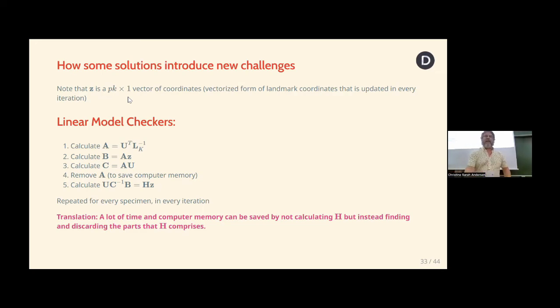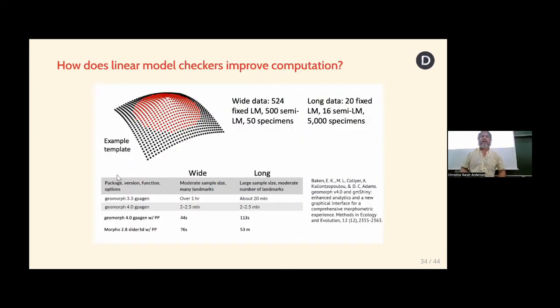And here's how we can do this for sliding semi-landmarks. We can get A, which is a product of the transpose of U times that big bending energy matrix inverse. Then we multiply that times Z to get B. We multiply it times U to get C. And then here's the important part, number 4: throw A away because it's taking up computer memory I don't need anymore. And then I multiply U times C inverse times B, and it produces the same result as H times Z. It looks stupid, but let me kind of show you what this does. By parsing this out and doing the calculations, we get something like this.